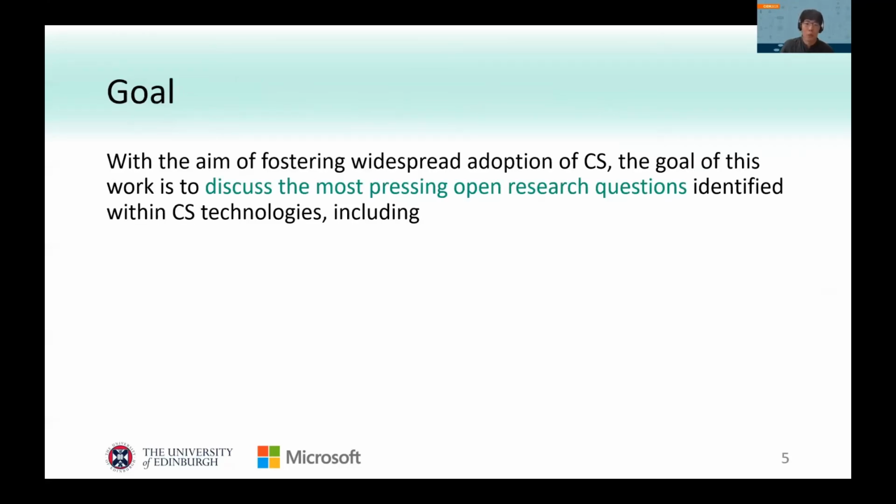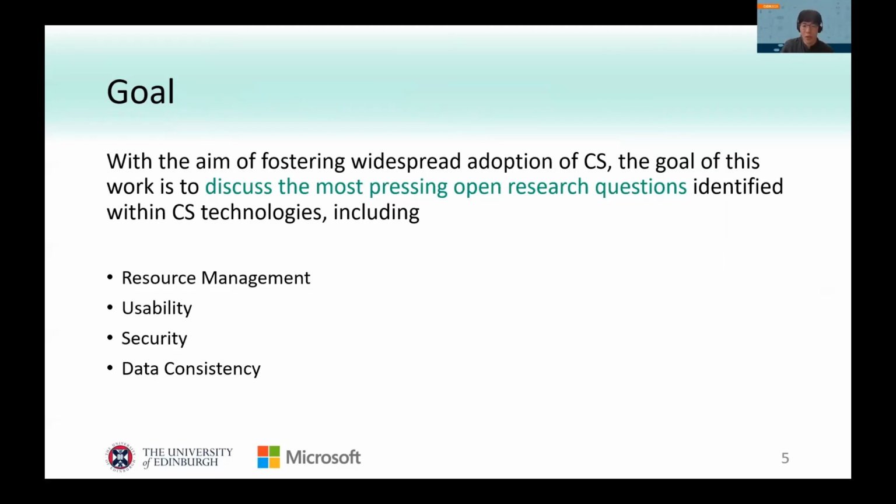So, the goal of this work is to discuss the most pressing open research questions that need to be answered properly to foster widespread adoption of computational storage. In this work, we try to identify such questions within the following categories, including resource management, usability, security, and data consistency. In the following slides, I will visit each category one by one.